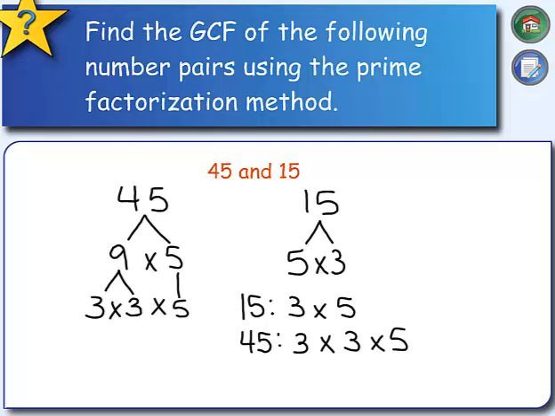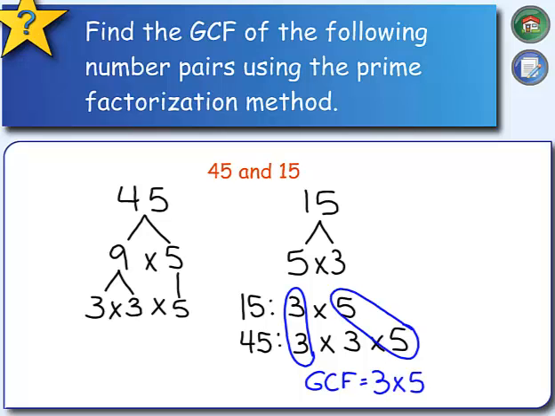Let's find our pairs, or factors that are in common. 5's, and they don't have to be on top of each other just to match. It just has to be one from the top, from the first one, and one from the second one. So the greatest common factor is going to be 3 times 5, which equals 15. And I do know that 15 times 3 equals 45.